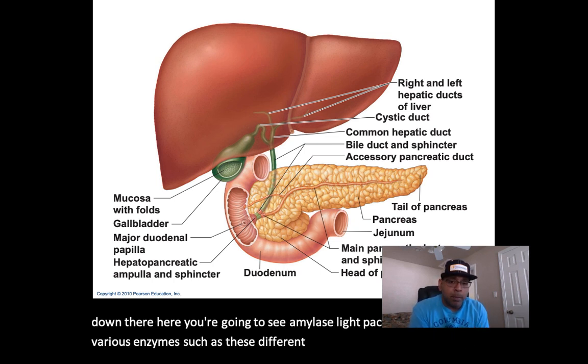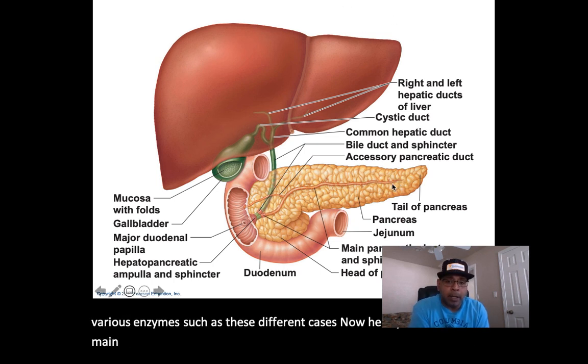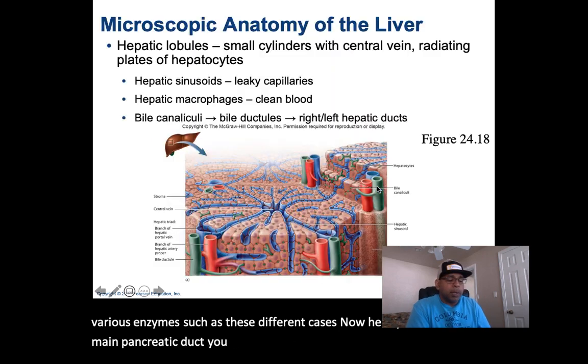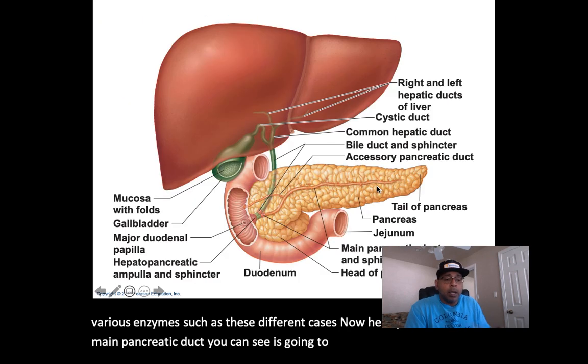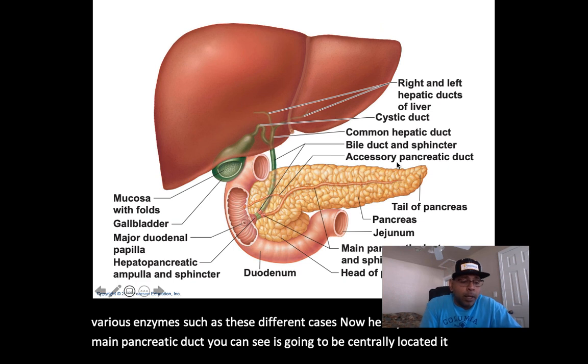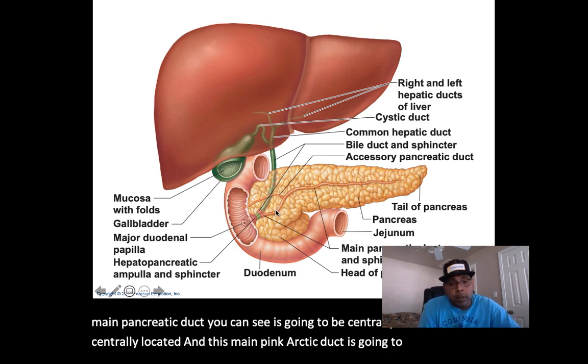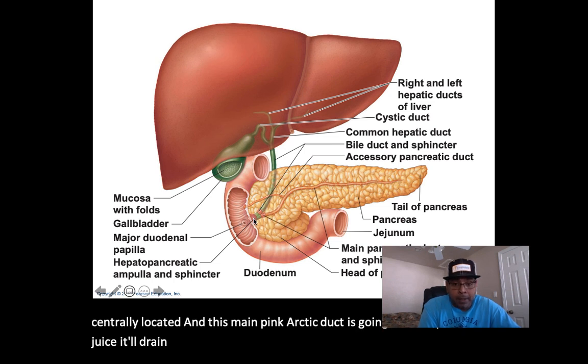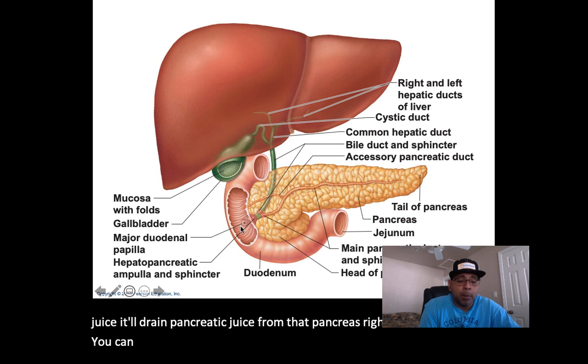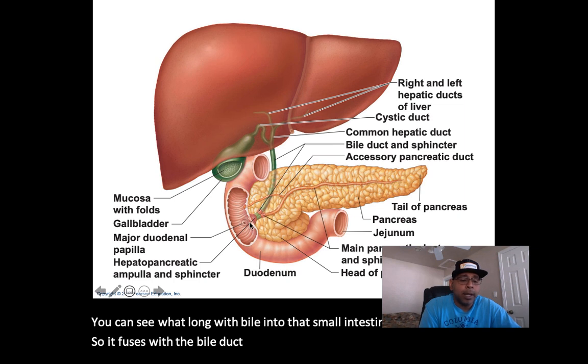Now here you can see the main pancreatic duct. The main pancreatic duct is centrally located. And this main pancreatic duct is going to drain pancreatic juice from that pancreas right into, you can see, along with bile, the small intestine. So it fuses with the bile duct just as it enters into the duodenum.